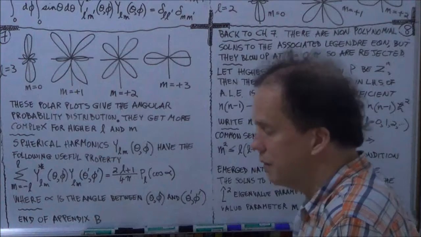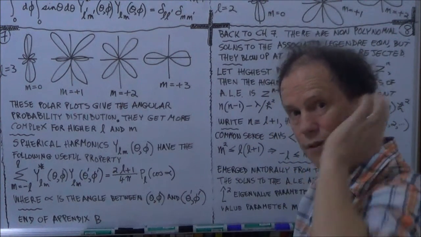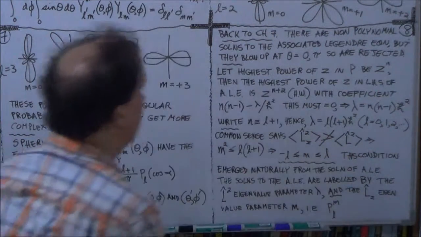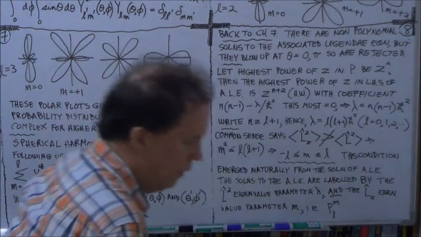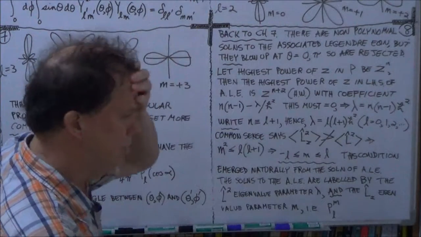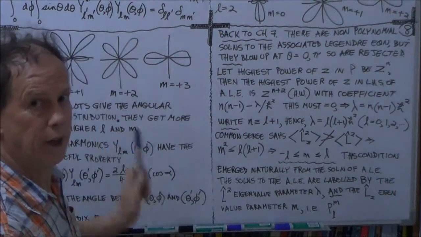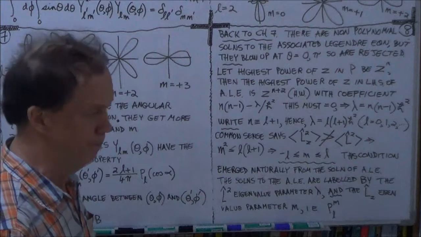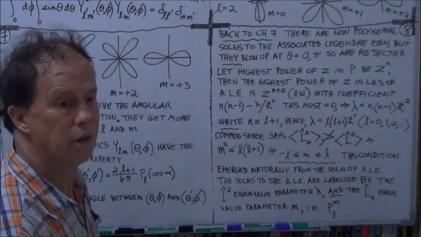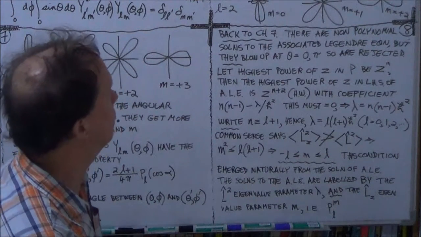So we've done the appendix. Now we can go back to chapter 7 on angular momentum and push on with the physics. So we're done with the math. Actually, these polar plots are part of chapter 7, but they were referred to in the appendix, so there's a bit of a mishmash between the two.